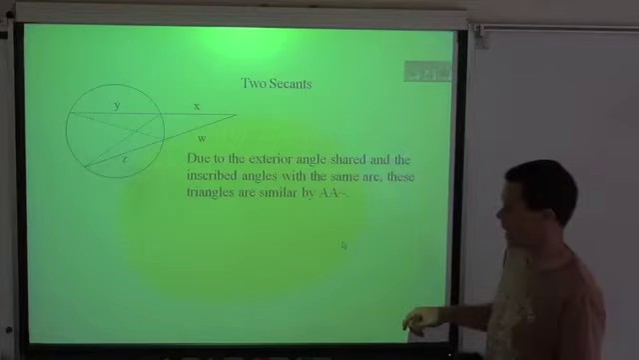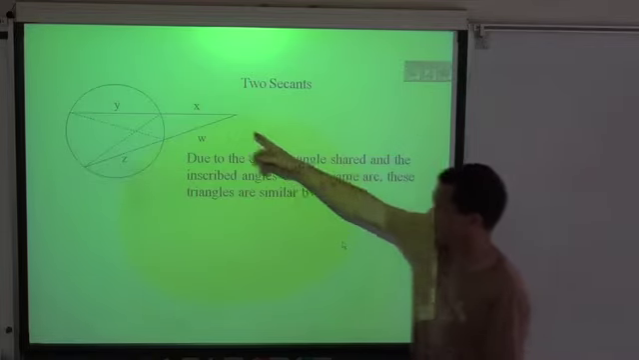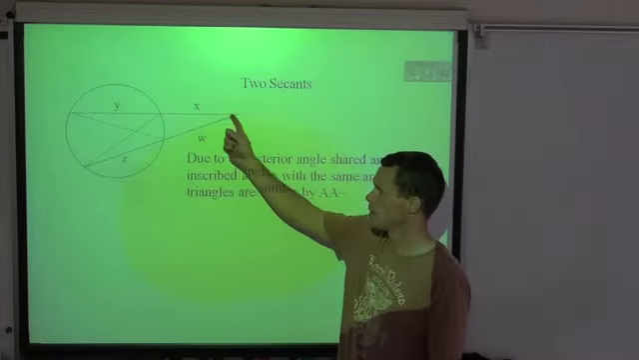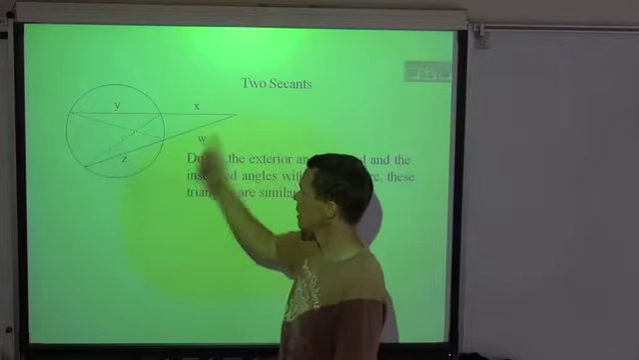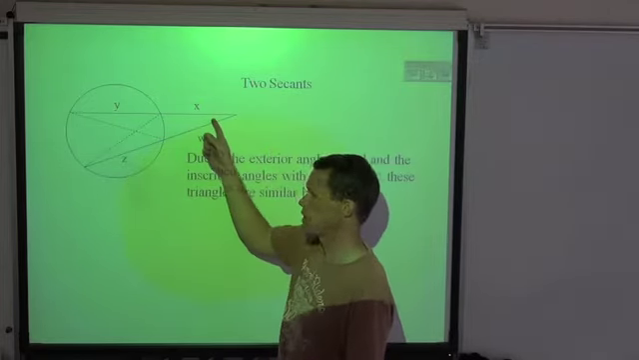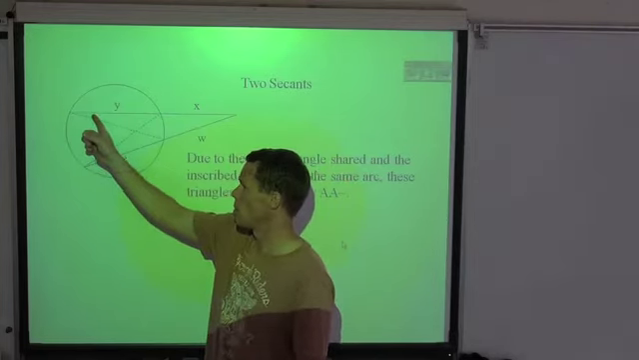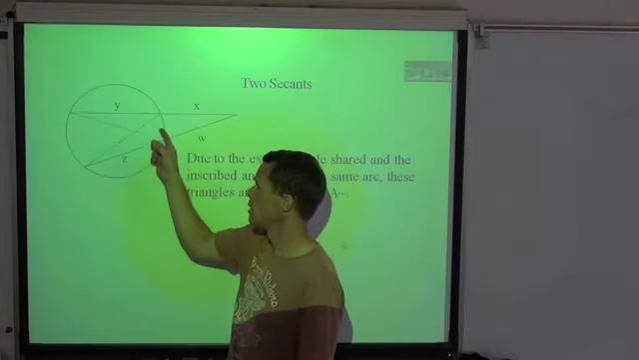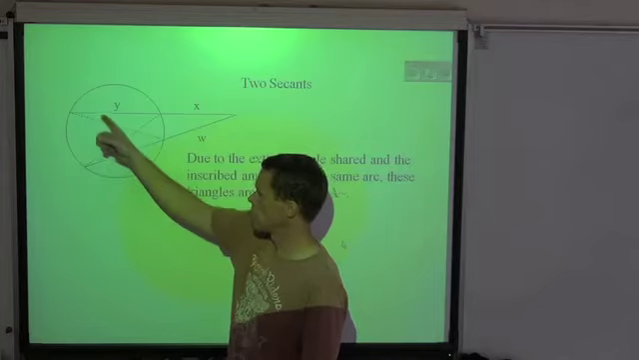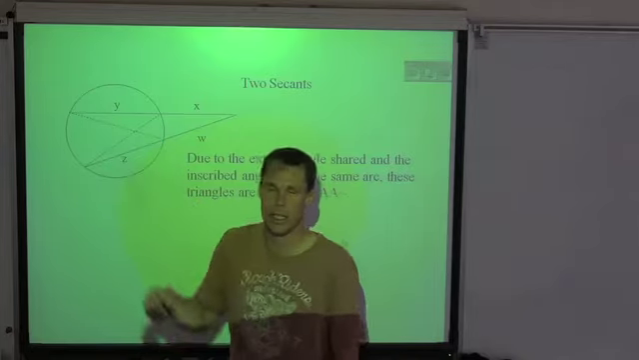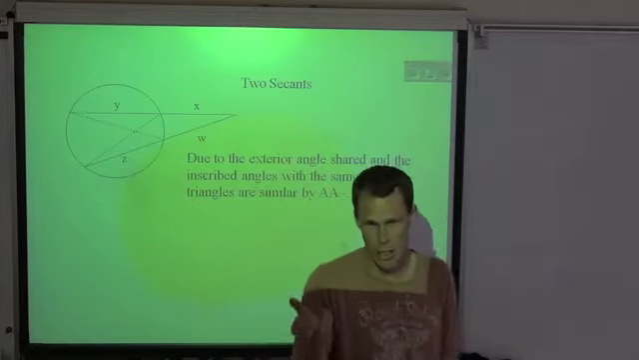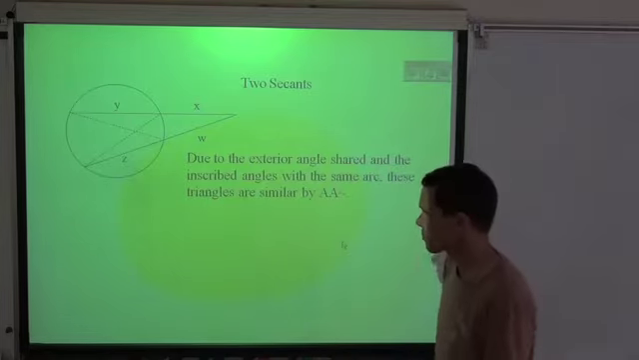Here are two dotted lines, and due to the exterior angle, so this angle they share, here's one triangle, here's the other triangle. They share this angle, and these two angles right here, this angle here opens up to this arc, and so does this little angle. So here these two angles are congruent, and now we have angle-angle similarity.